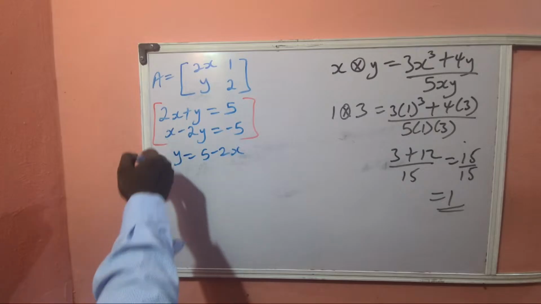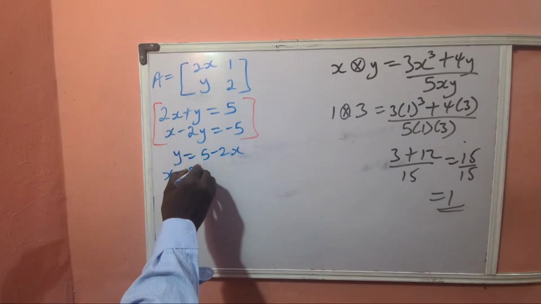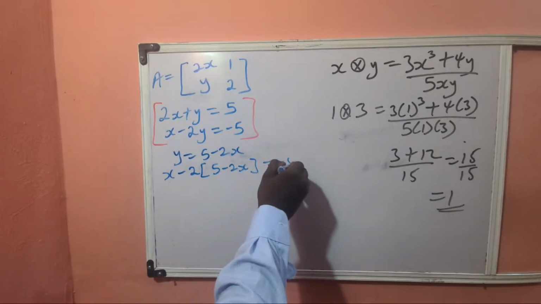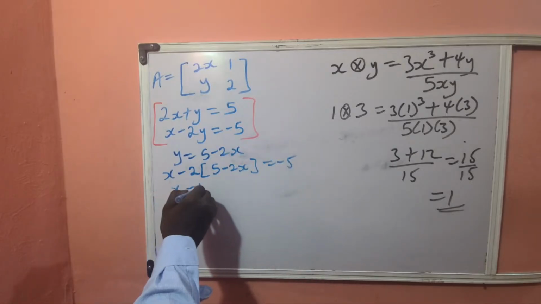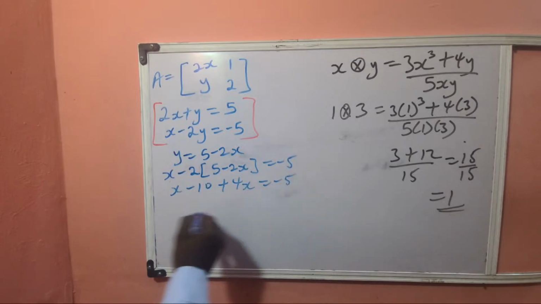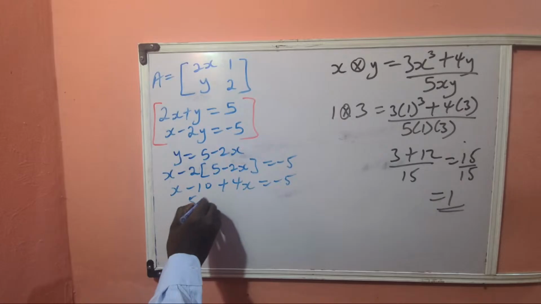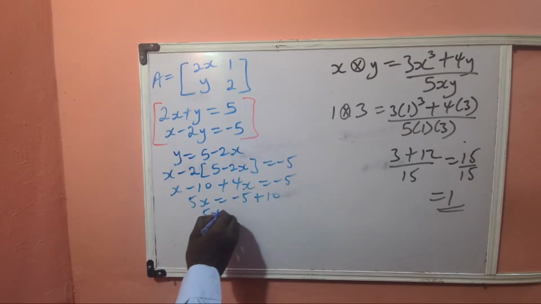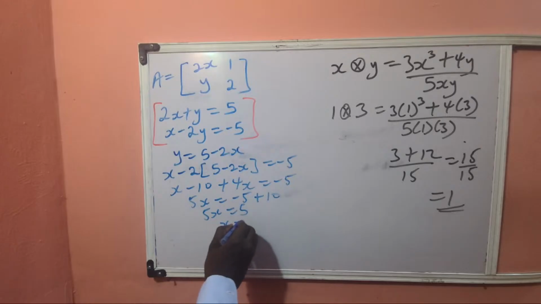So I can put this into the second equation. That will be x minus 2 into bracket 5 minus 2x equals minus 5. x minus 10 plus 4x equals minus 5. This will be 5x equals minus 5 plus 10. 5x equals 5. x equals 1.